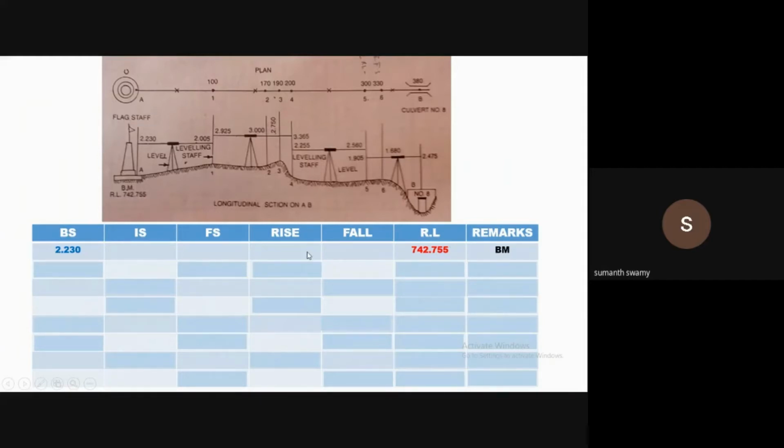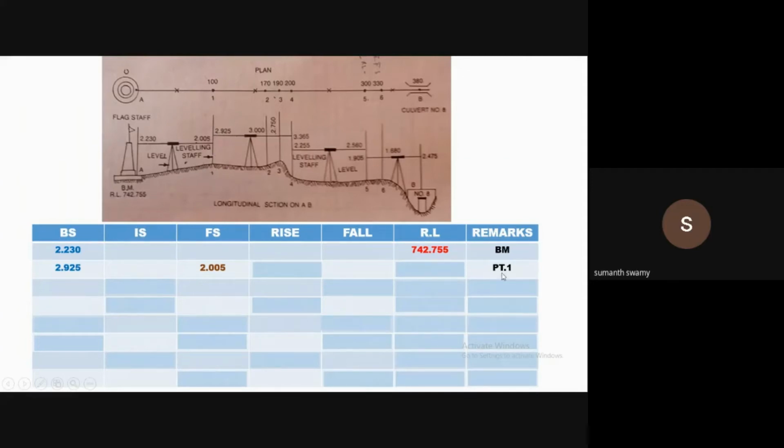Next thing is point 1. The leveling staff is kept on point 1 and the reading is observed. This is the foresight reading, isn't it? The reading is 2.005. Hence, in the next row, the reading is entered in the foresight column as 2.005. Later, the station is shifted to the next point, whereas the staff is kept on the same point. Once the station is shifted, the backsight is noted on point 1 only.